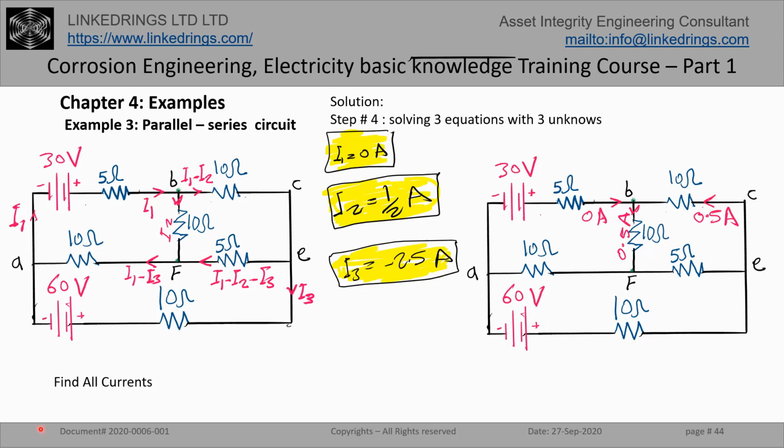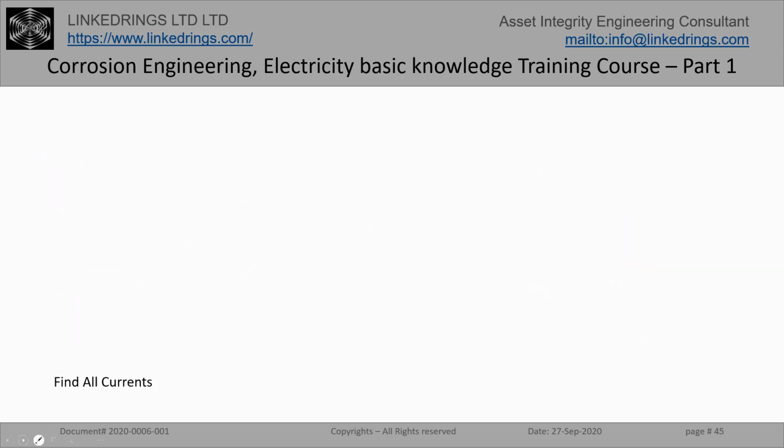Okay, let's continue the process. I3 will be in the opposite direction, and it is 2.5 amps. This current is I1 minus I3, so minus I3 is 2.5 amperes.